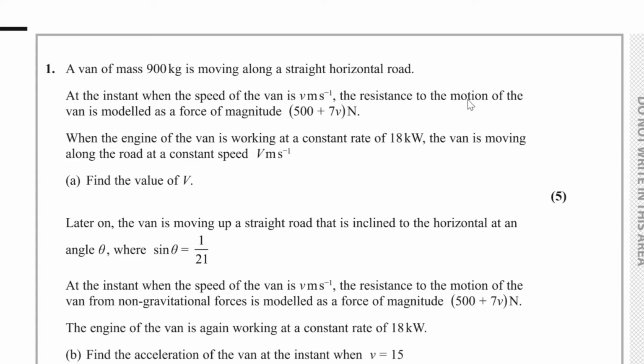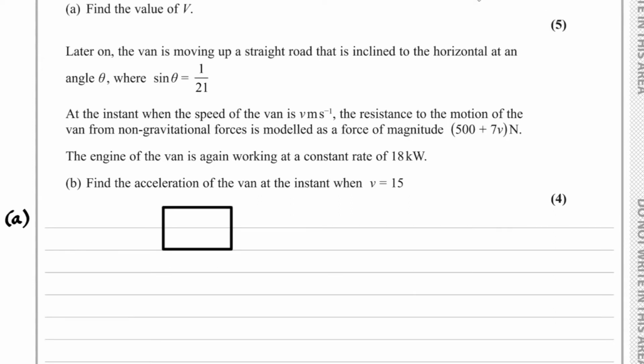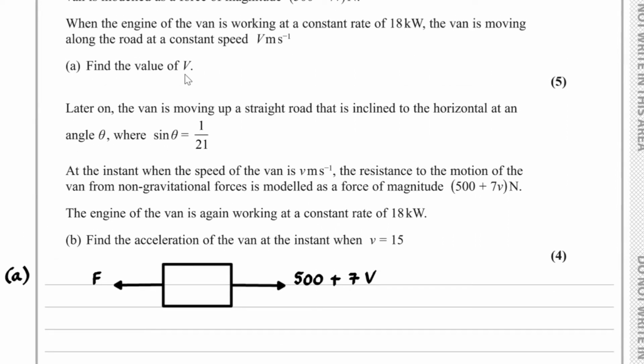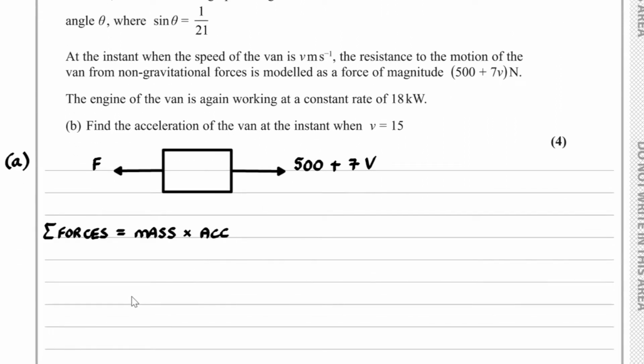To do this question, it will be a good idea to draw a diagram. Here is our van. We have a forward driving force of F. We have a resistive force of 500 plus 7V. We need to find the value of V. We know that the sum of the forces is equal to the mass multiplied by the acceleration. Now, because we are traveling at constant speed, the acceleration is equal to zero. So we have F going forward. Opposing that, we have 500 plus 7V, and this is all equal to zero. Let's call this equation 1.